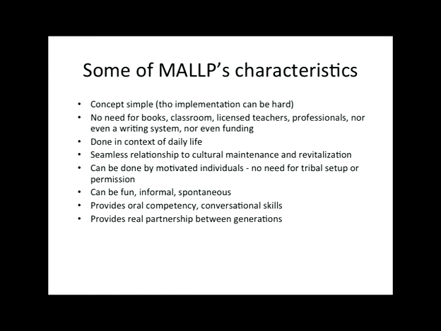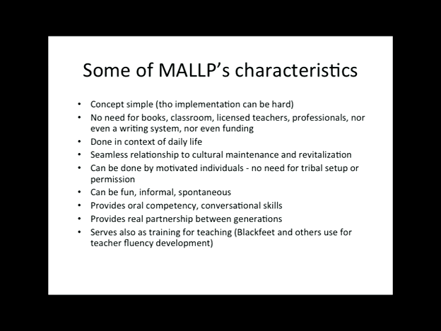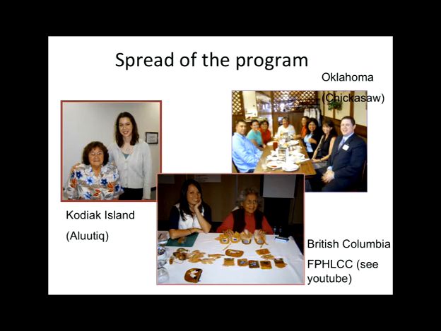So the spread of the program, just a few of the places that we've been doing training. Here's a group in Kodiak Island. We've done a lot of training with a lot of languages in Oklahoma. British Columbia has a group that's somewhat like the Advocates, and so they're also running a multilingual Master-Apprentice. They finished their first 3 years about a year ago of 15 teams in 15 different languages, and now they're doing the next 3 years of 15 more teams in different languages.